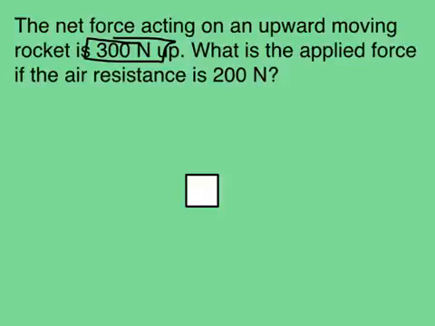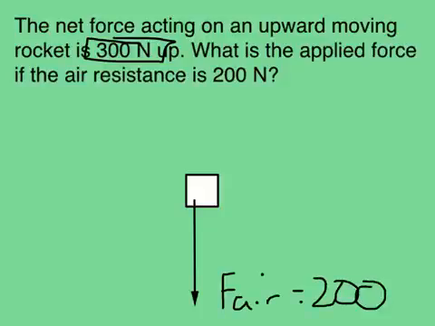So one of the forces that has to go in our diagram is air resistance. Air resistance acts in the opposite direction of motion. So if we've got a rocket that's moving up, the air resistance force is going to be moving down. I'm just going to call it F air, and that's equal to 200 newtons given to us in the problem. And we're asked to figure out what is the applied force up here if the net force is 300.